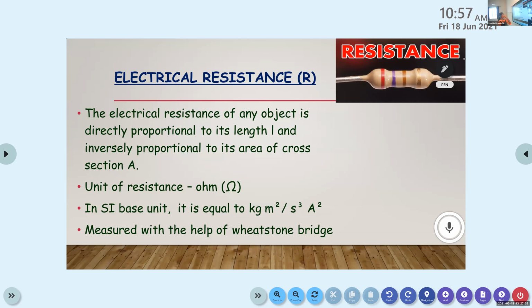Okay, write down. Electrical resistance is represented as capital letter R. The electrical resistance of any object is directly proportional to its length L and inversely proportional to its area of cross section A.